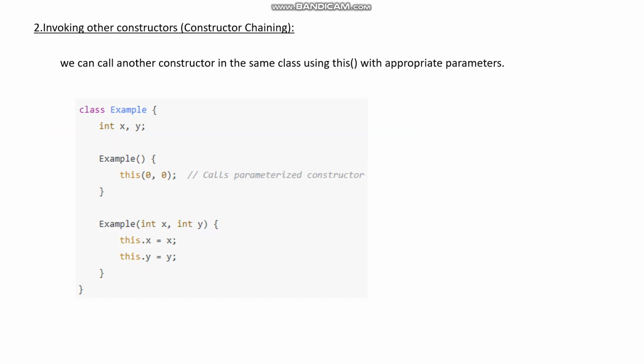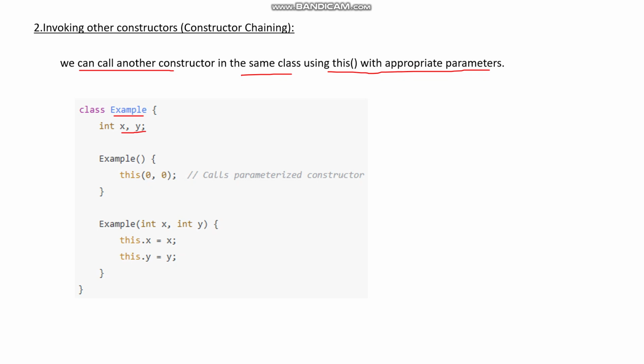Next, the second use is invoking the other constructor. This is called a constructor chain. If you want to invoke another constructor within a constructor itself, that concept is called a constructor chain. We can call another constructor in the same class using this with the appropriate parameters. Now see this one, a simple code. The class name is Example, with integers x and y. These two are the instance variables.